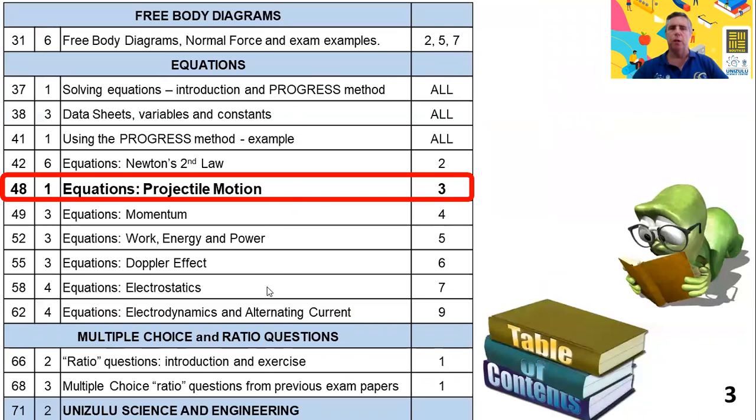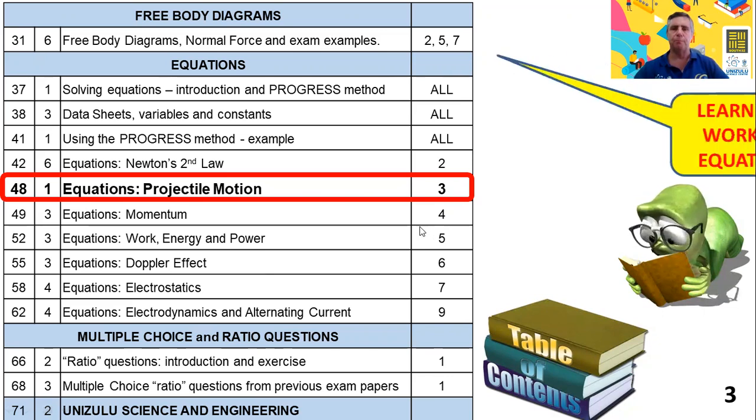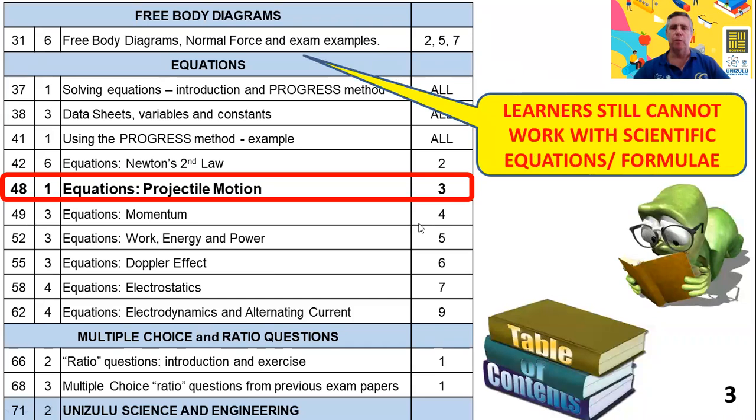To expand the equation section on page 48, it's just a single page, and we're looking at the equations that deal with projectile motion. This is always covered in question 3 in the matric paper, and also some of the work on graphs of motion comes up in question 3. A comment from the examiner: learners still cannot work with scientific equations or formulae. So let's make sure that we get the examiner to write something different next year.